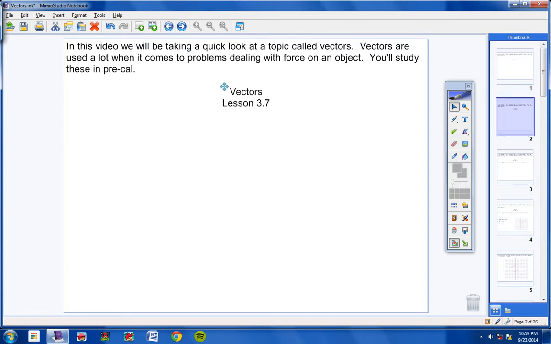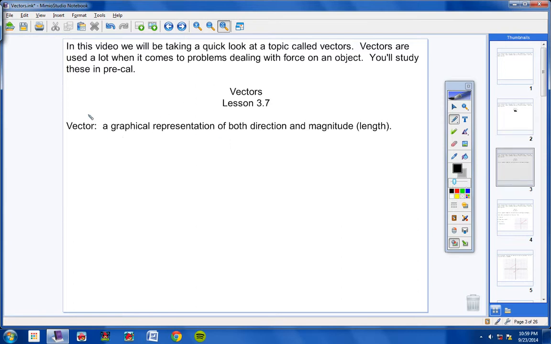Your heading for today is Vectors, Lesson 3.7. Please put the date in your notes if you would. Vectors 3.7, please include today's date. And let's continue on. Now, you need to write this in your notes, so please copy this down.